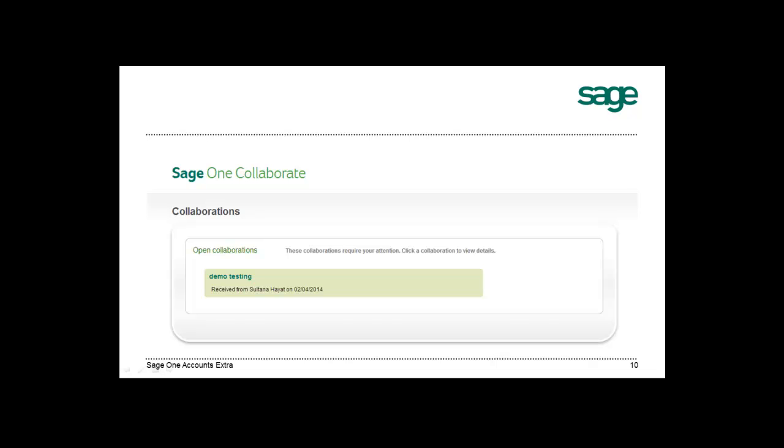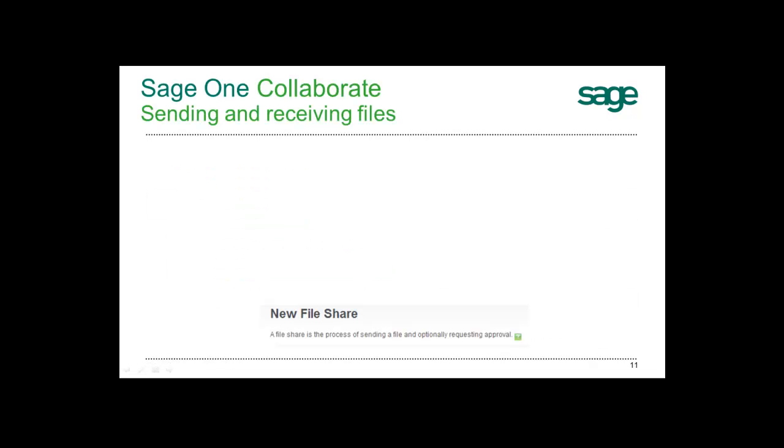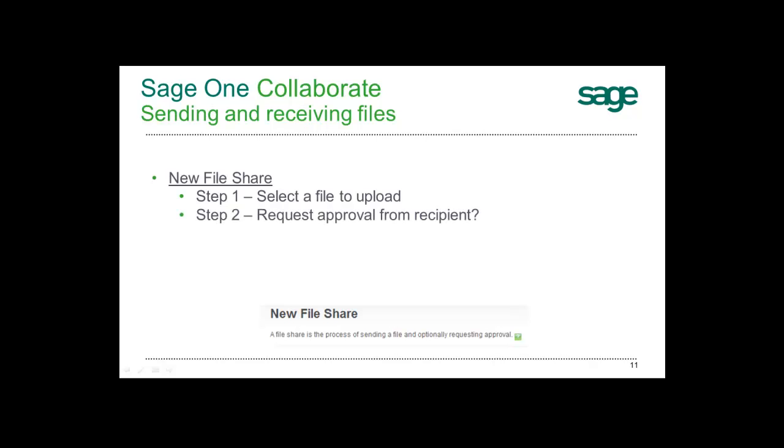So here you can see an example of what the customer would see. You have the two options when using Collaborate with your clients. The first option is the new file share, or the second is the new request. In this instance, I'll demonstrate the file share, which is basically the process of sending a file to your clients for approval. There are 3 steps, so step 1 being you would need to select the file to upload. You would then need to request approval from your client, and then you need to write the message.